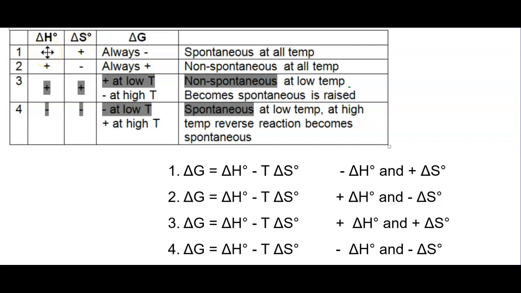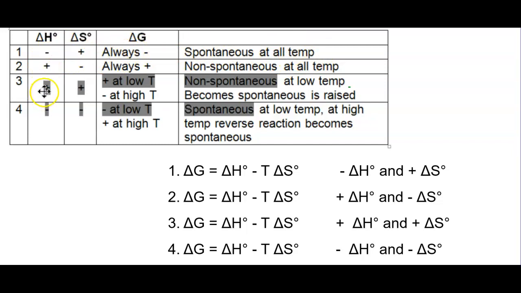So now we have 2 different setups. We have 1 and 2, where the signs are flip-flopping: negative, positive, negative, positive, negative, positive. Or, using the gray as our focus, for 3 and 4 we have the same sign: positive, positive, positive, negative, negative, negative. Keeping that in mind, if our sign is going back and forth, negative, positive, or positive, negative, then we can say it's spontaneous or non-spontaneous at all temps. So if our signs are flip-flopping, we can say all temps.